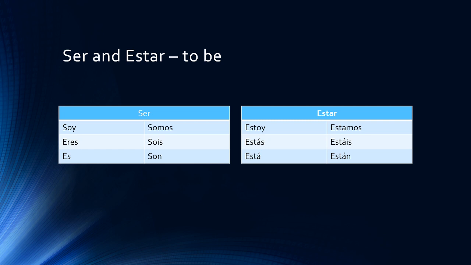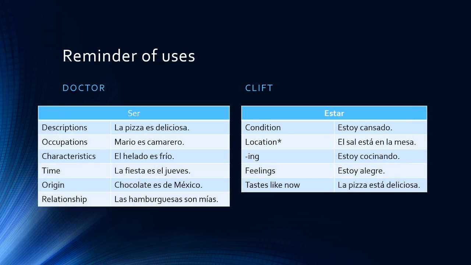A quick reminder, for those of you who have seen some of my other videos: DOCTOR and CLIFT are two acronyms. One of the Spanish teachers that I met gave me that to help remind us of when to use ser and when to use estar. So ser goes with descriptions, occupations, characteristics, time, origin, relationship. And estar goes with conditions, location.